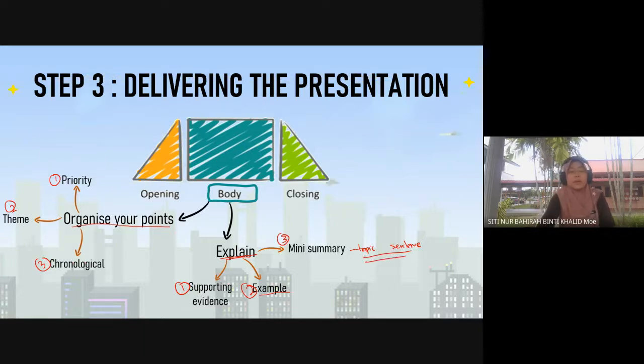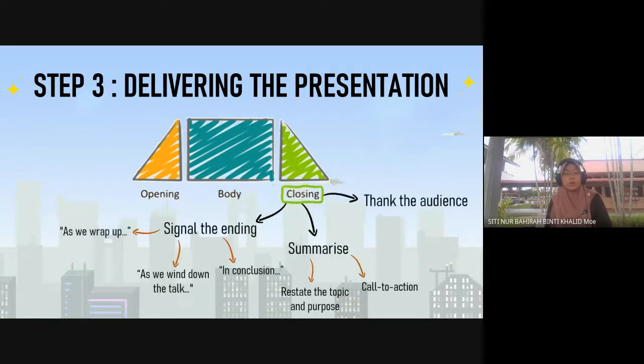And then lastly, we will go into closing. So in your closing, first you have to signal the ending. So your audience needs to understand that you're actually approaching the end of your presentation. So how can you signal the ending? You can say, for example, as we wrap up this presentation, I want to remind you guys again about what. Okay. You could also say, as we wind down the talk, or in conclusion, and then you conclude your presentation.